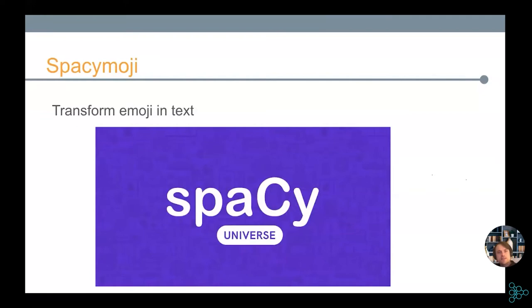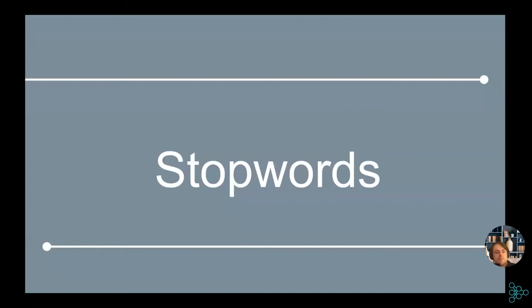A nice library is part of the spaCy universe. So it's just extra libraries you can download from spaCy, and you can use it to convert emojis into text. Again, we'll see soon an example.